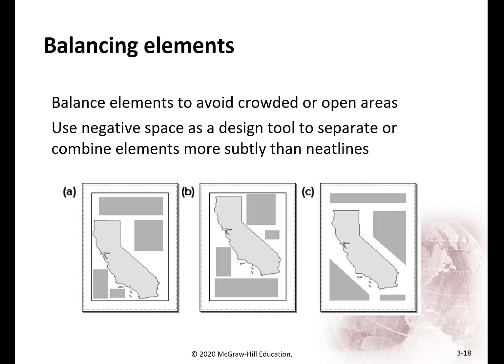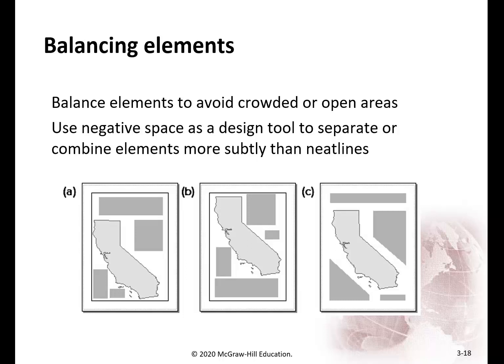This cartographic component, the design component, often requires a little bit of creativity in achieving balance, especially when dealing with irregular shapes like the state of California. So take a minute and look at maps A, B, and C and compare the use of negative space and the arrangement of the elements on the map and see which one you find most visually appealing.